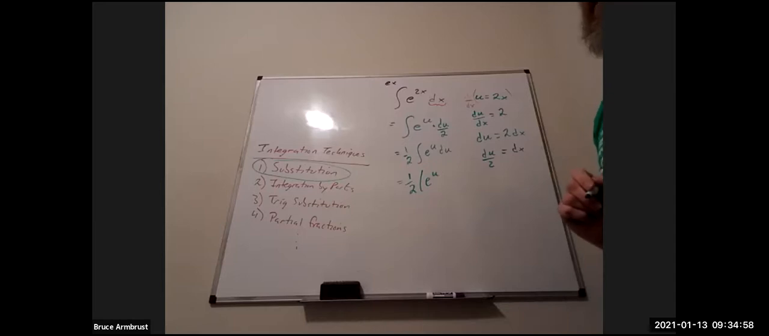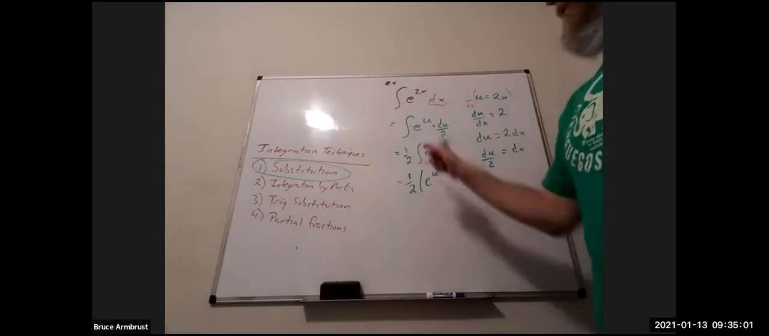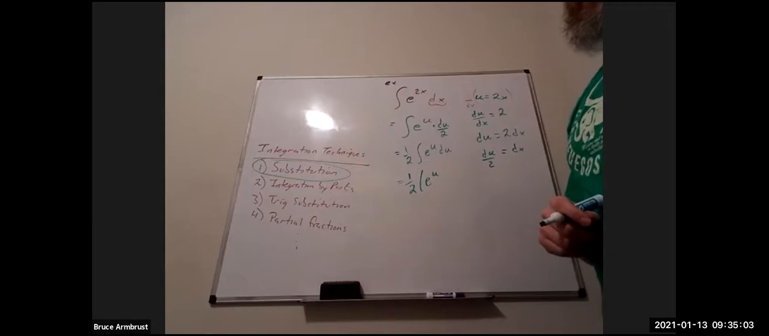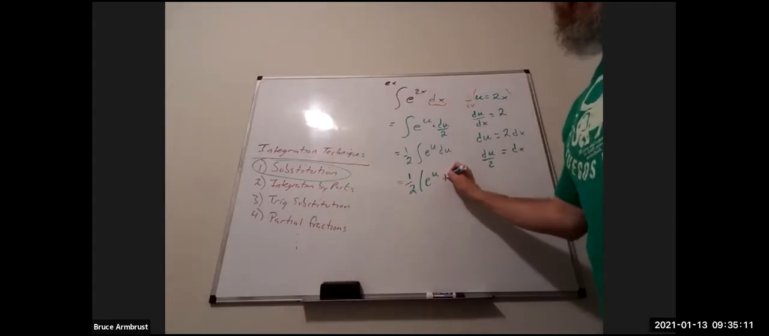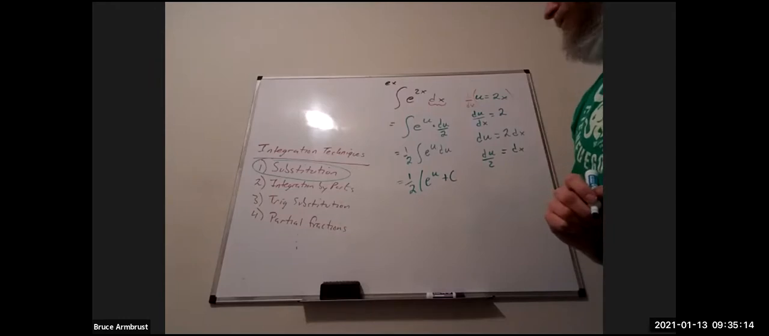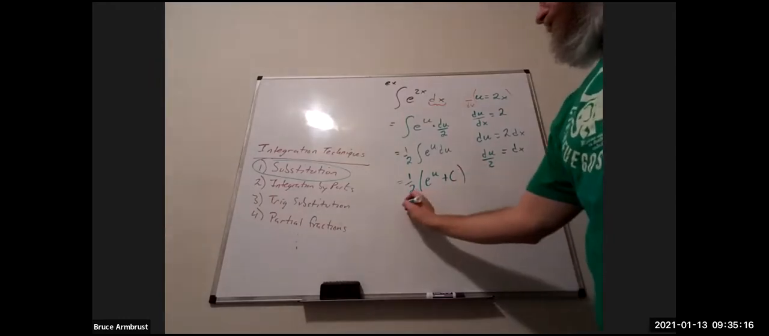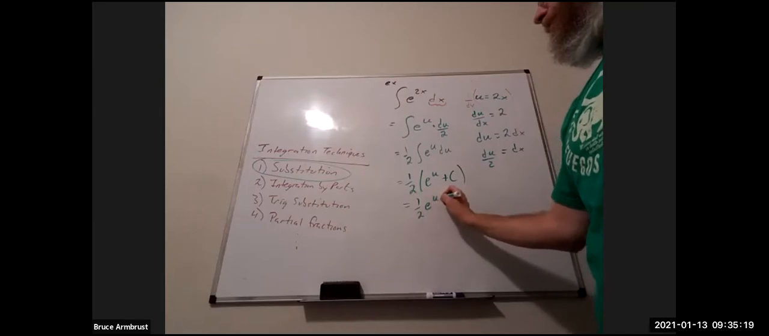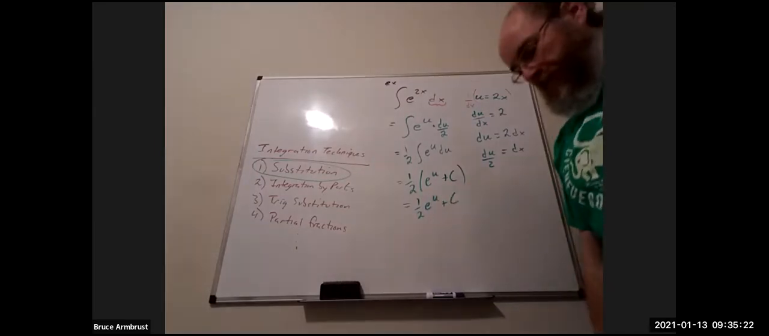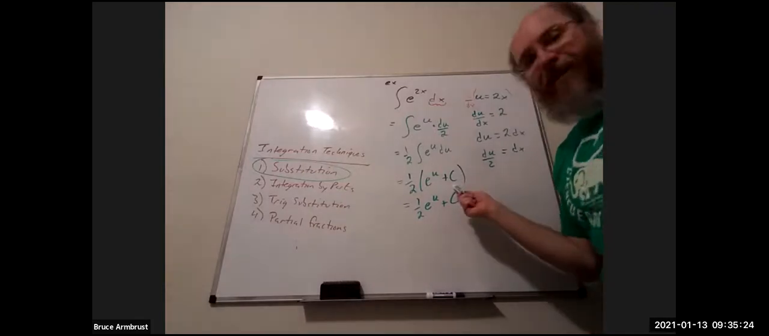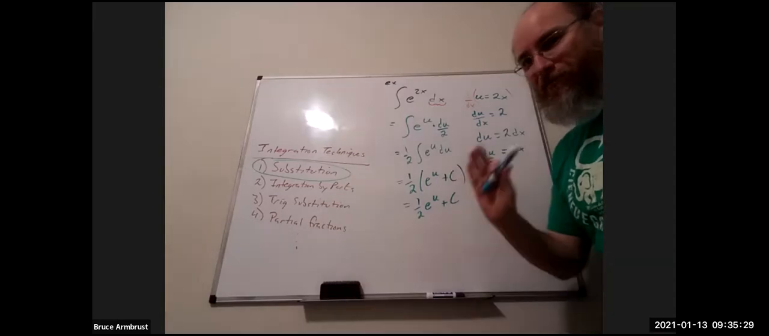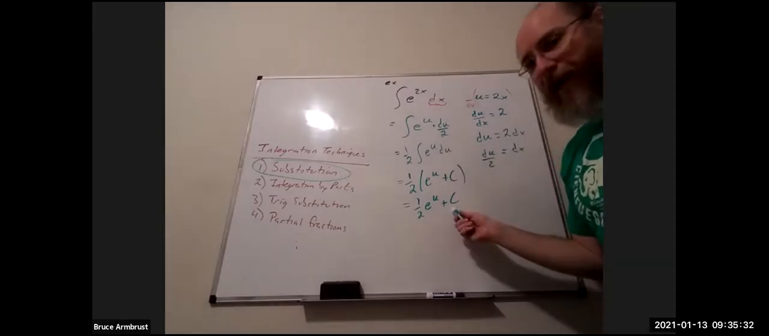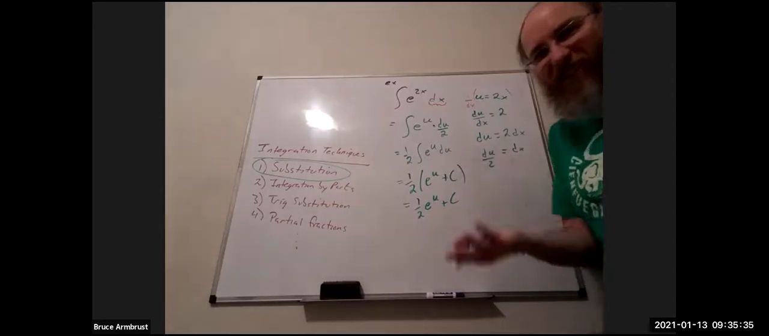But don't forget, what else do we have to put in when it's an indefinite integral, when there are no bounds? It's our good old plus c. So we get 1/2 e to the u plus c. Since c is any arbitrary constant, dividing it by 2 still makes it arbitrary. Okay. Don't write 1/2 c. 1/2 c is still c. It's still an arbitrary constant.